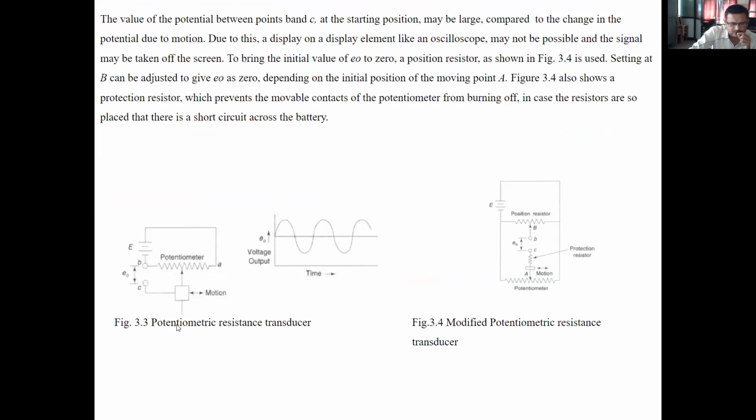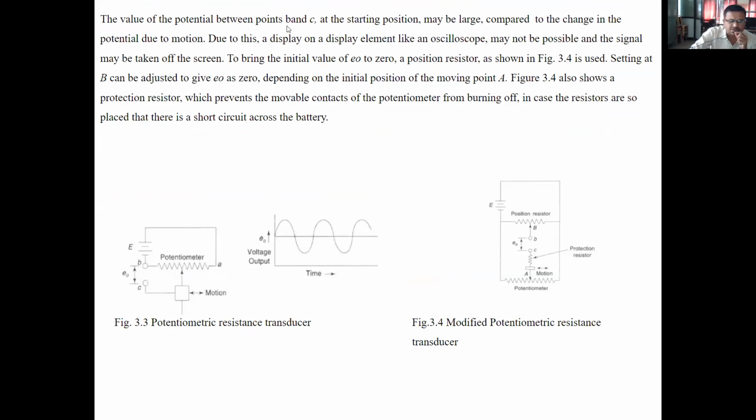Therefore, this is a potentiometric resistance transducer. See that when this resistor will be moved towards left or towards right, then there will be a change in output voltage here. This change in output voltage is shown here as sinusoidal. This is known as a sinusoidal wave.